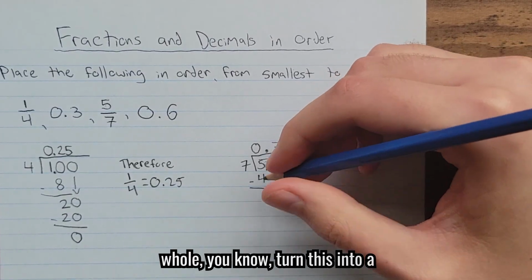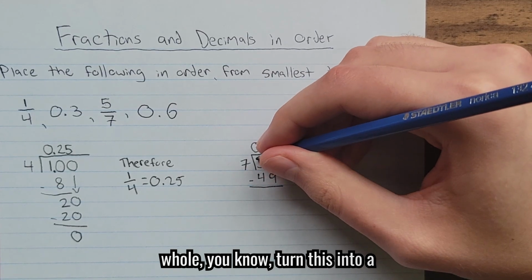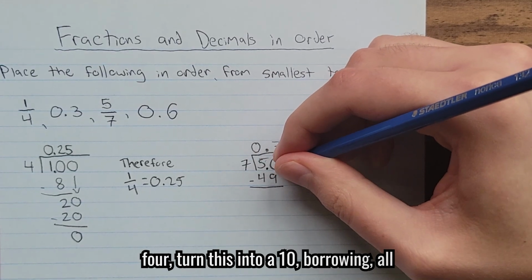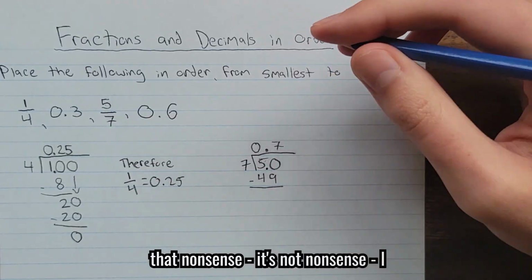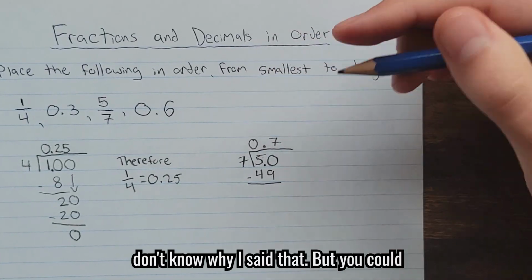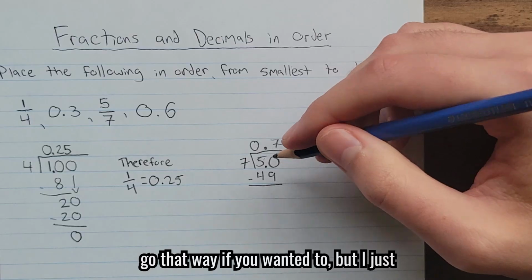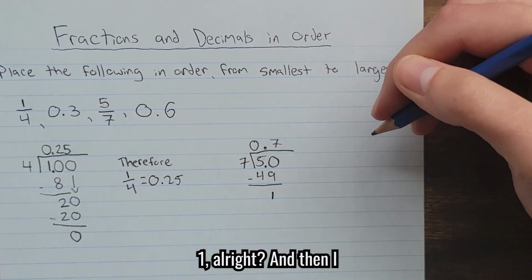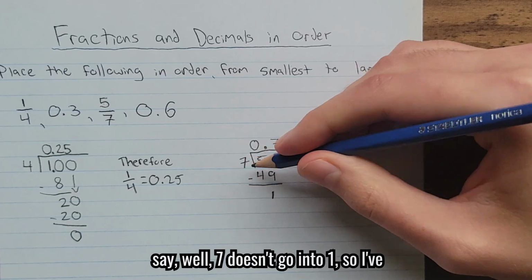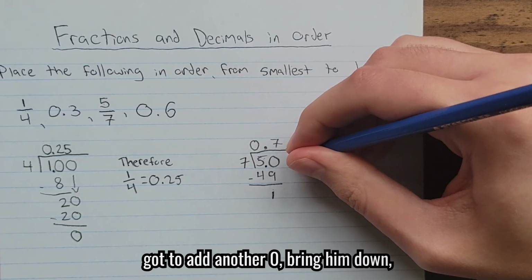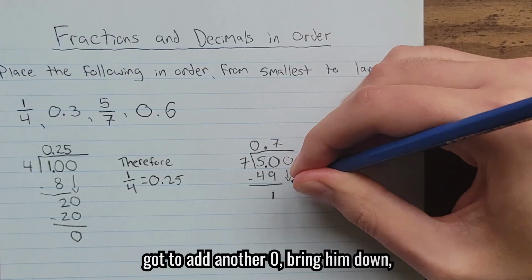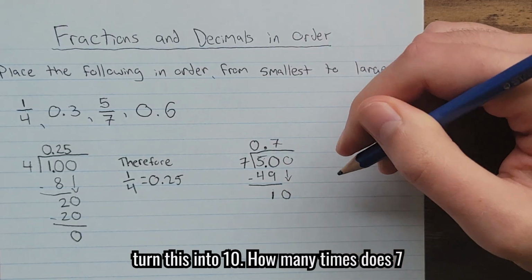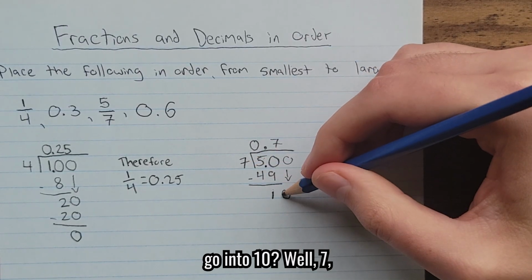You could do the whole, turn this into a 4, turn this into a 10, borrowing, all that nonsense. It's not nonsense. I don't know why I said that. But you could go that way if you wanted to, but I just know 50 minus 49. That's going to give me 1. All right? And then I say, well, 7 doesn't go into 1, so I got to add another 0, bring him down, turn this into 10. How many times does 7 go into 10?